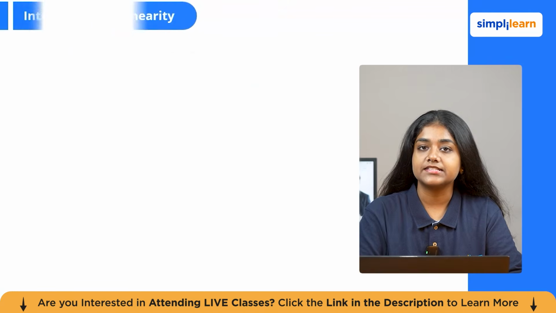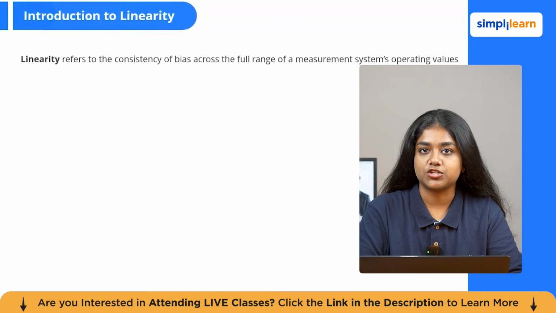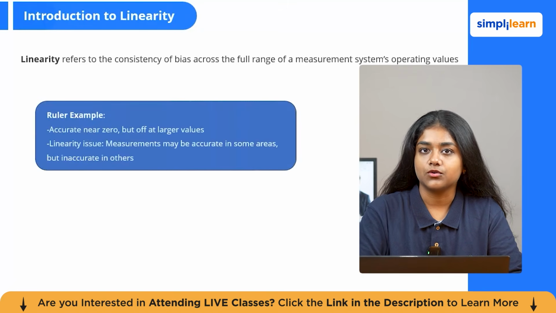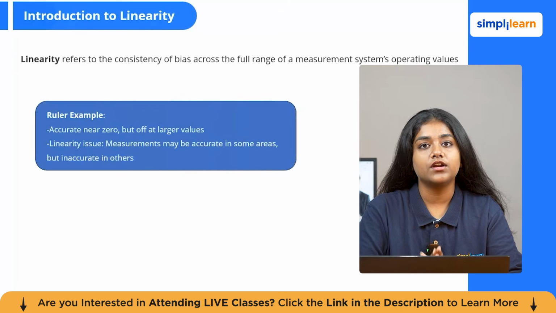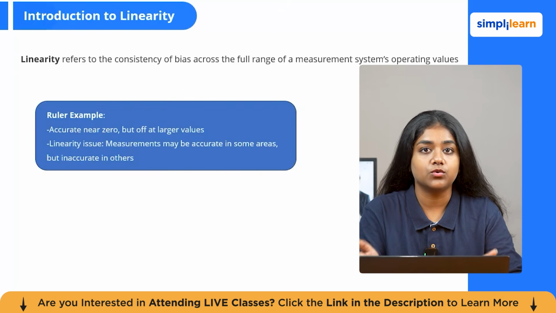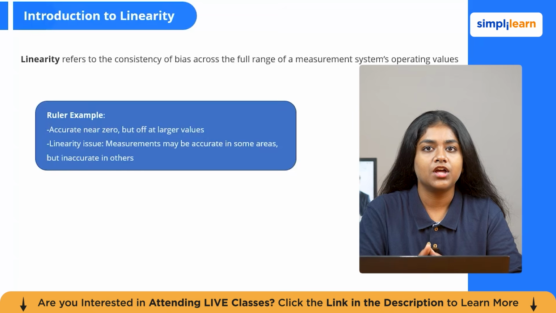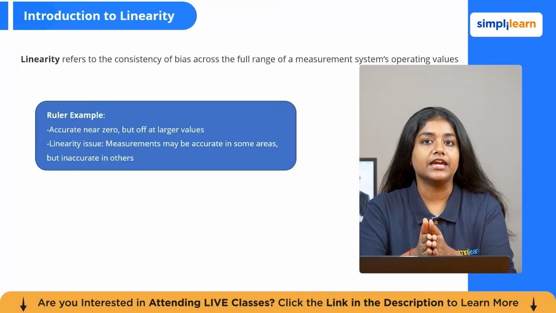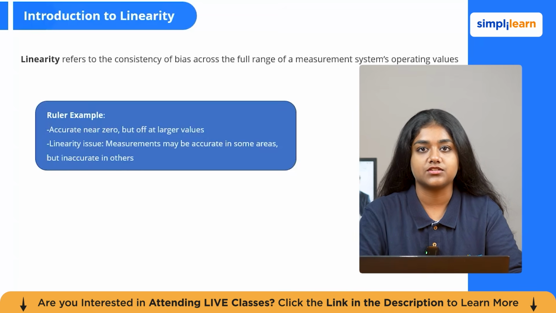So linearity is the consistency of bias across the full range of measurement values the gauge is expected to cover. Think about a ruler. Near zero, it might be perfectly accurate. But what if at a larger value, say towards the end of the ruler, the markings are slightly off? You'd have a linearity problem. The gauge behaves differently at different points in its range.